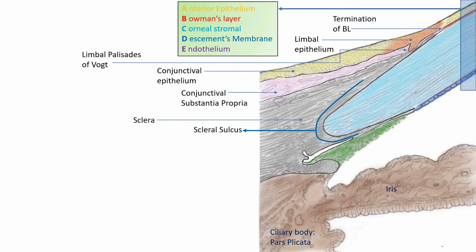Coming a level lower than the corneal stroma is the Descemet's membrane and the endothelium shown in dark blue. Note the point of termination of the Descemet's membrane and endothelium is beyond the level of termination of the Bowman's layer. Now the point of termination of the Descemet's membrane is called the Schwalbe's line. Beyond that line lies the trabecular meshwork, which we all know is the site of resistance for aqueous outflow, which is shown here in green.